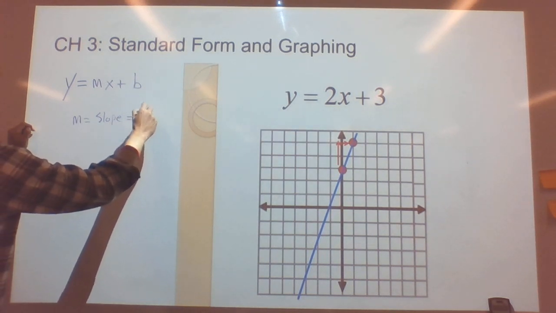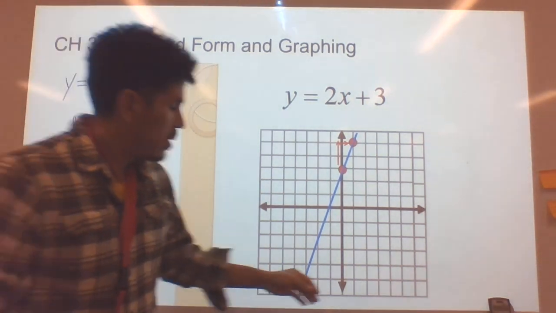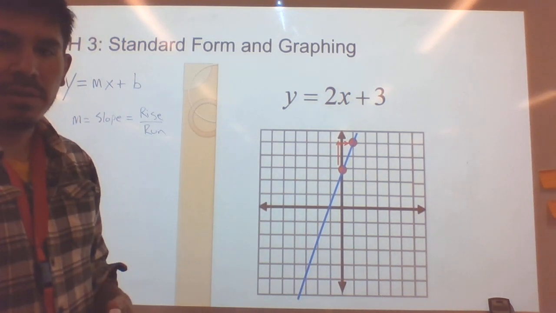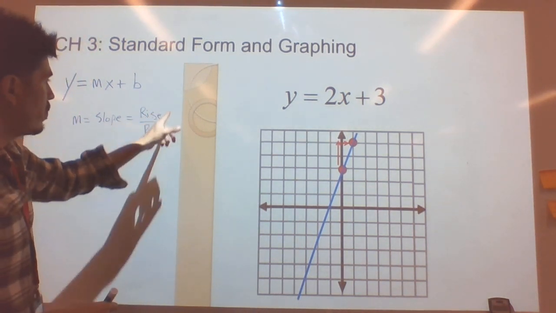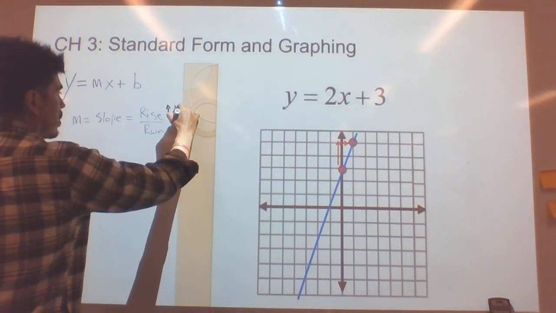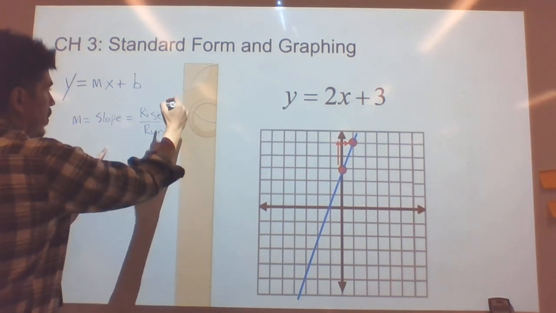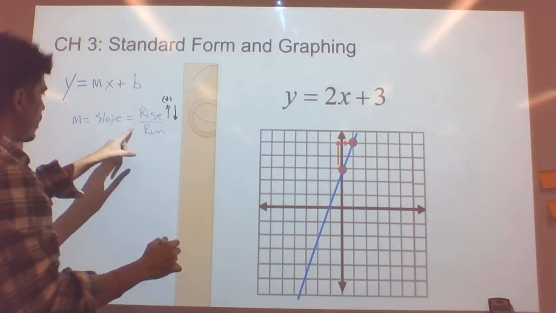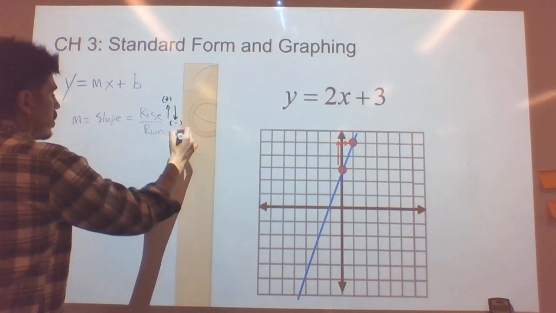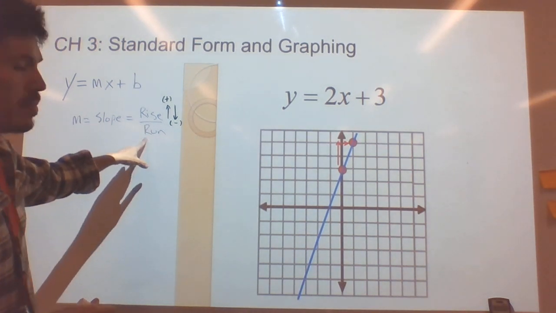which is going to be your rise over your run. This is going to tell us whether we have a positive or negative slope. So again, we're going to go up and over. This tells us whether we go up or down, depending on the symbol. If it's positive, we go up and over. If it's negative, then we go down. So rise, and then the bottom is going to be our run.